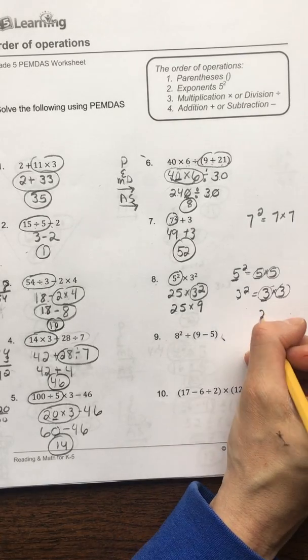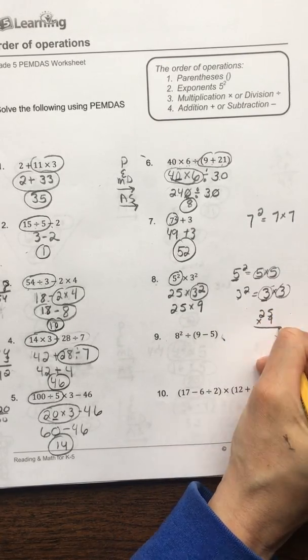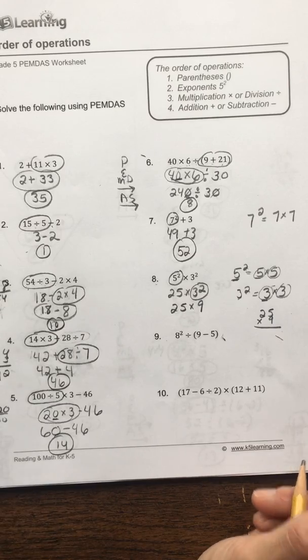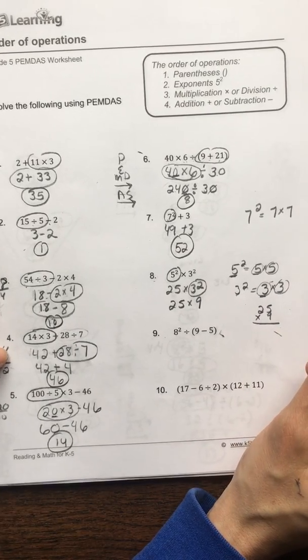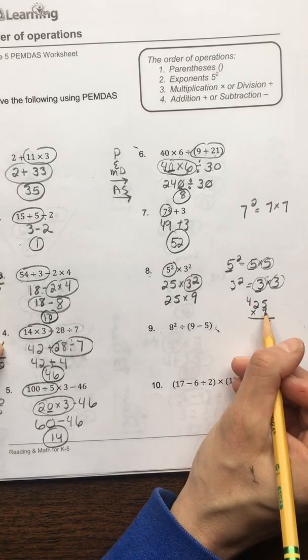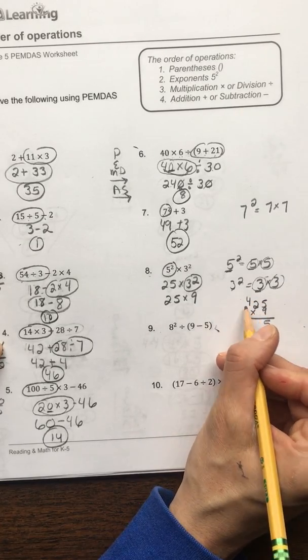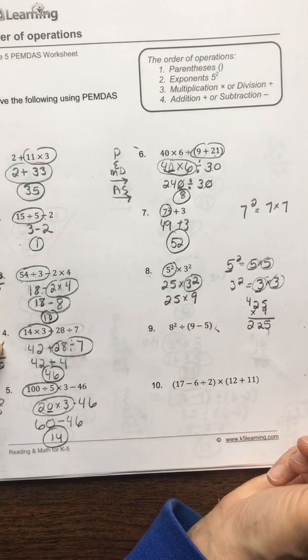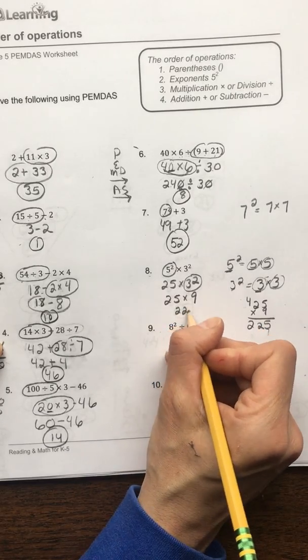Okay, do a side problem. 25 times 9. 9 times 5 is 45. I carry my 4. 9 times 2 is 18, and that's 22. And my answer is 225.